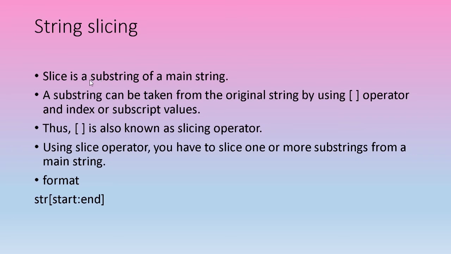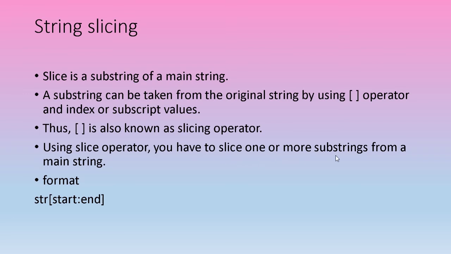So here this operator is used for taking a substring from a main string. From the given string I can extract some characters and form a string. That is called a substring. The process of obtaining a substring from the main string is called the slicing operation. A substring can be taken from the original by using the square bracket operator and an index. This is also known as the slicing operator.